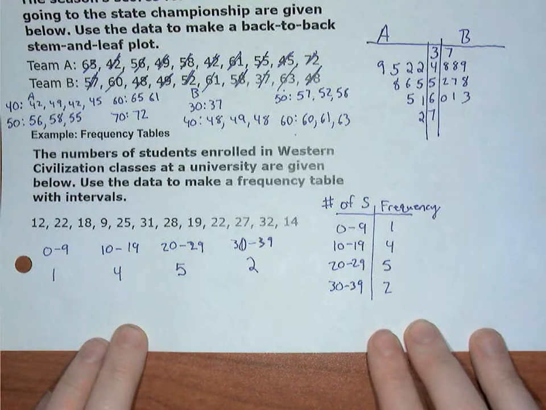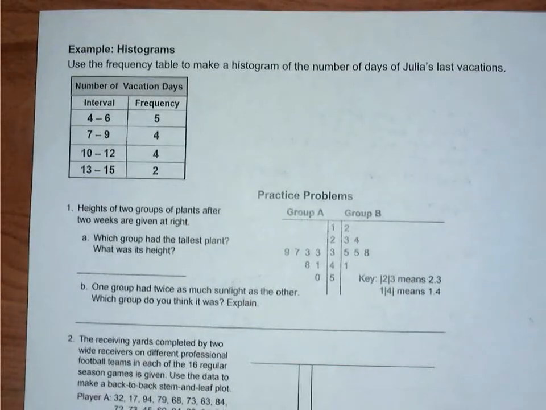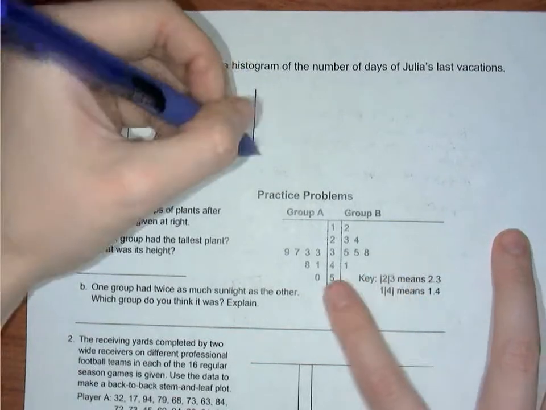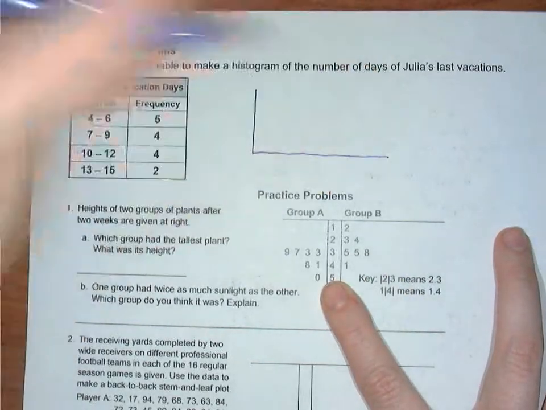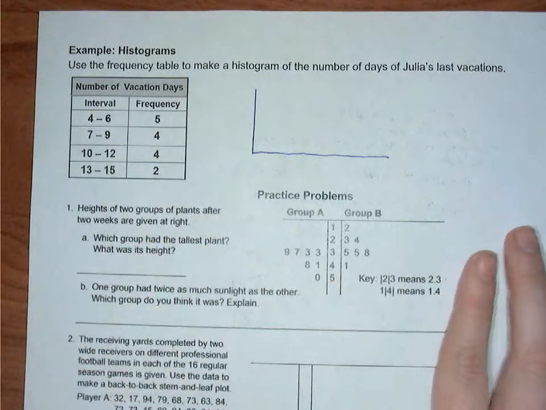Go ahead and turn your paper over once you've got this finished, and we're going to talk about making a histogram. So a histogram is just a graph made with the data of a frequency table. And it is a bar graph. We're going to make our normal axes for our graph here. Since we have a real-world situation, everything we're talking about is positive numbers. We don't need to make the other coordinates of our graph.